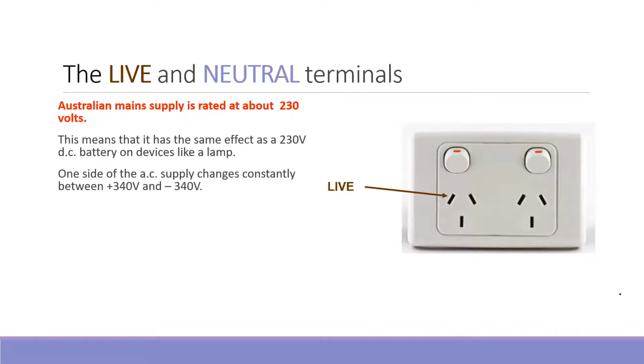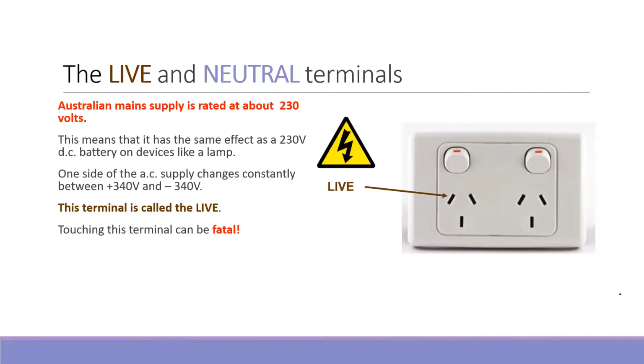One side of the AC, we've already talked about that. The terminal on the top left is called the live terminal. It's called the active terminal. This is the one that you've got to be careful of, right? If you're gonna put a fork into a power point because you want to die, that top left one would kill you. The other two, not so much. Touching this terminal can be fatal. The other terminals carry 0 volts, right?